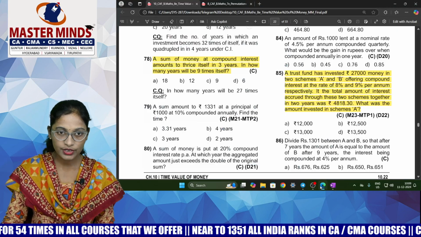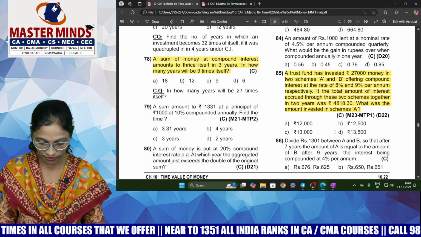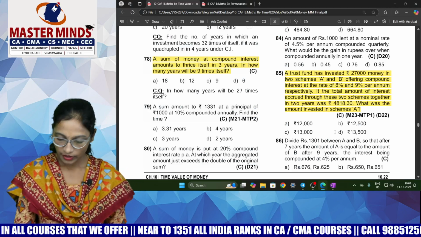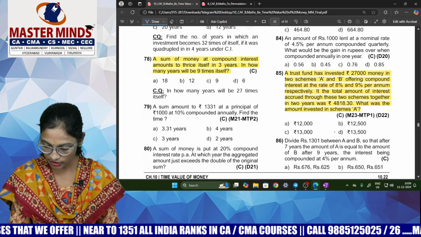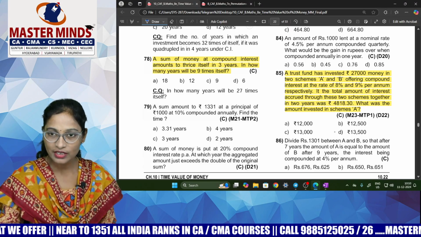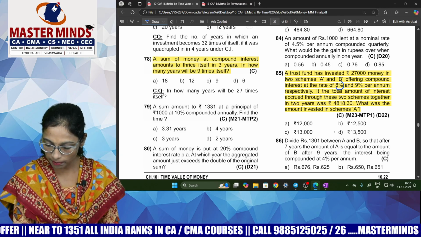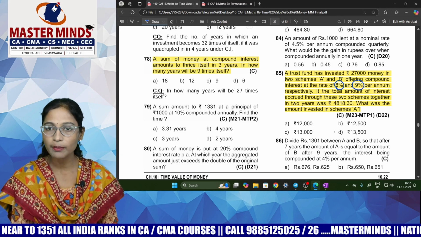So let's see the next MCQ, guys. The next MCQ is MCQ 85. Look at MCQ 85. A trust fund has invested 27,000 rupees in two schemes. One is Scheme A and the other one is Scheme B. Scheme A is going to offer 8% and Scheme B is going to offer 9%.